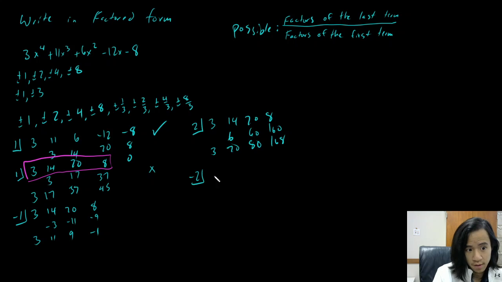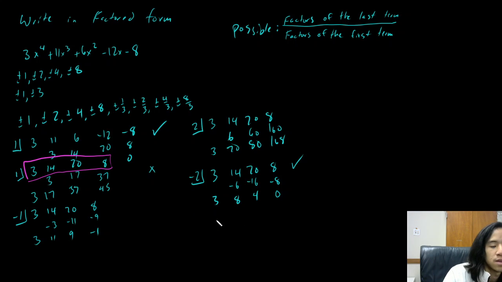Let's try negative 2. 3, 14, 20, and 8. Bring down the 3. You multiply, you get negative 6. You get 8 here, so negative 16, 4, and then negative 8. So this one does work because we end up with 0 for the remainders. So let's put a check mark here.